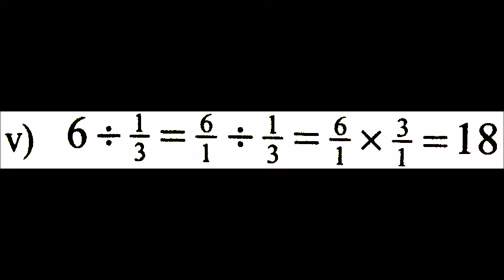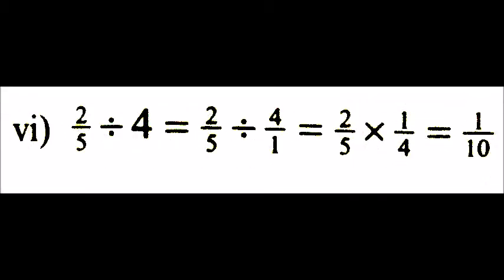Then the last one, 2 over 5 divided by 4 is equal to 2 over 5 divided by 4 over 1. This is equal to 2 over 5 times 1 over 4, because 4 over 1, you change it to become 1 over 4. So 2 cancels out 4, 2 times. So 1 times 1 is 1, and 5 times 2 is 10.